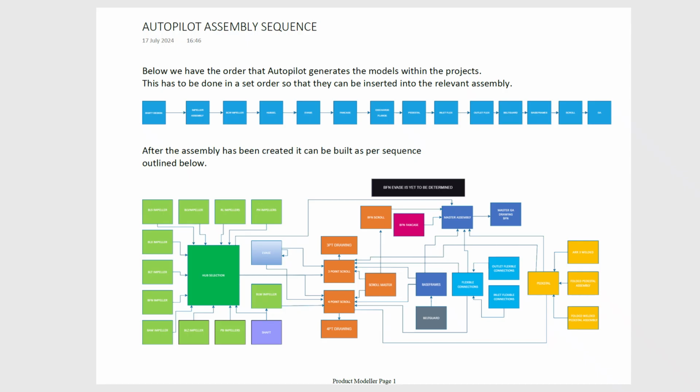Autopilot needs to know in what order to generate parts and models so that the correct parts can be inserted into the correct assemblies, and the correct assemblies can be created and then inserted into the correct drawings.